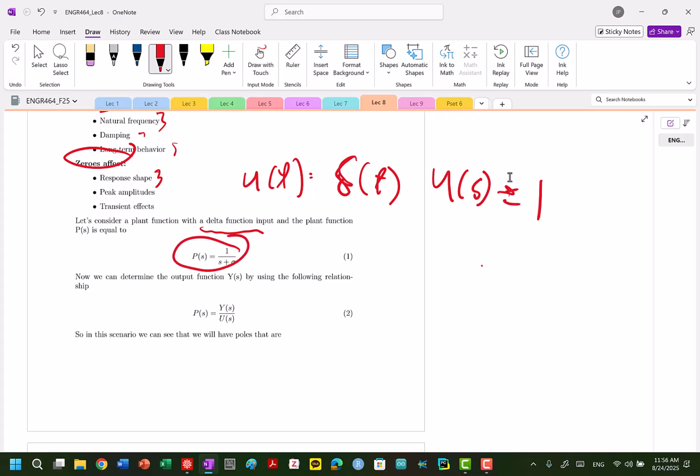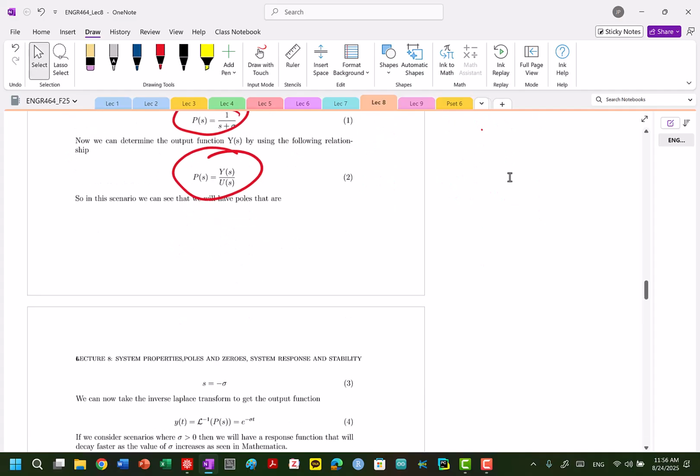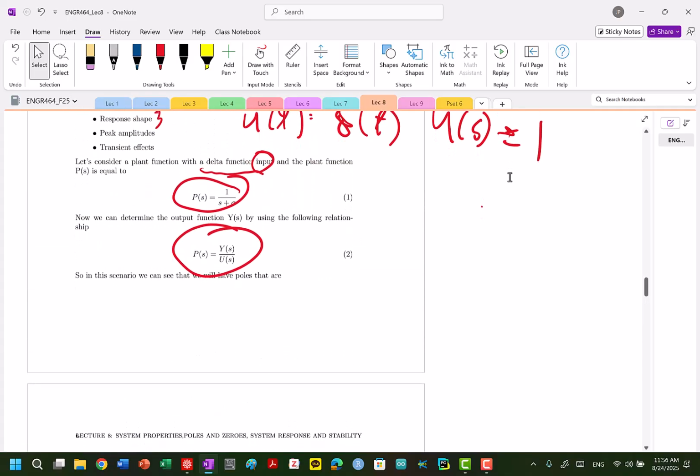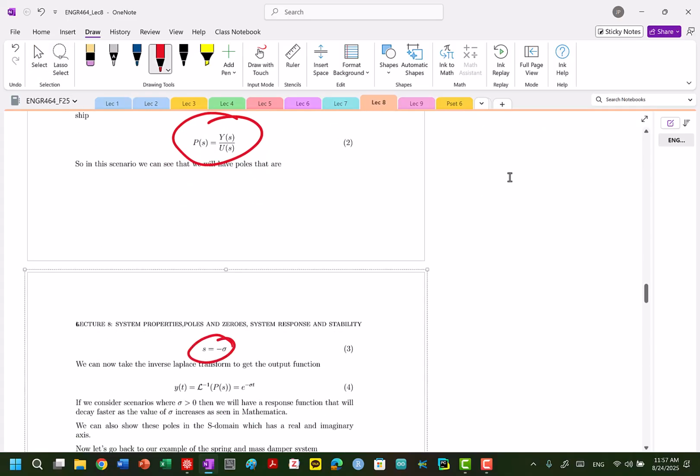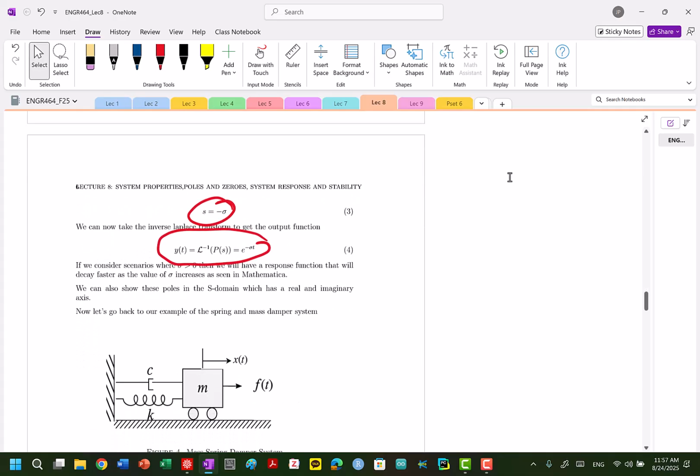So if this is our plant function, and we have our input, and again, I'm referring to our command input. I'll try to be very clear with the language, but we're going to get more familiar with it, and you're going to understand the shorthand soon. So this is our plant function. This is our response. We're going to have poles in this scenario where s equals minus infinity. If we take the inverse of that Laplace transform, now you have this response of our function, and you see it's this exponential decay.